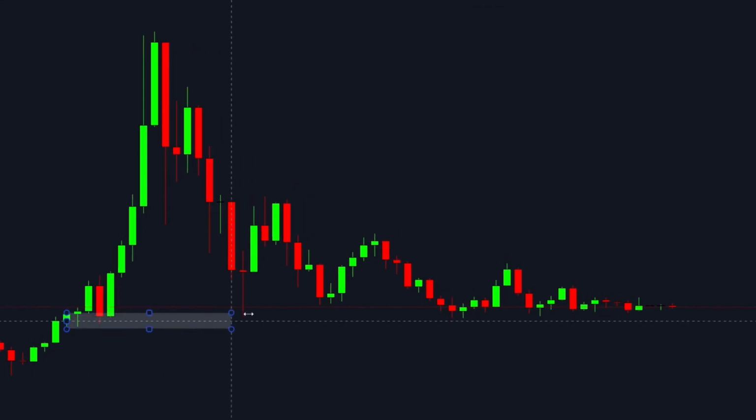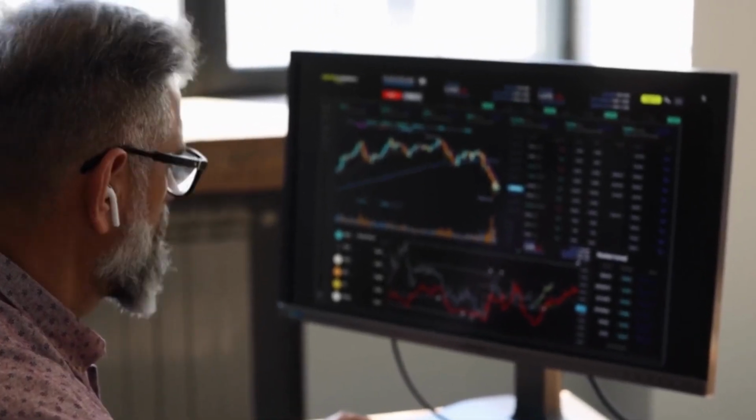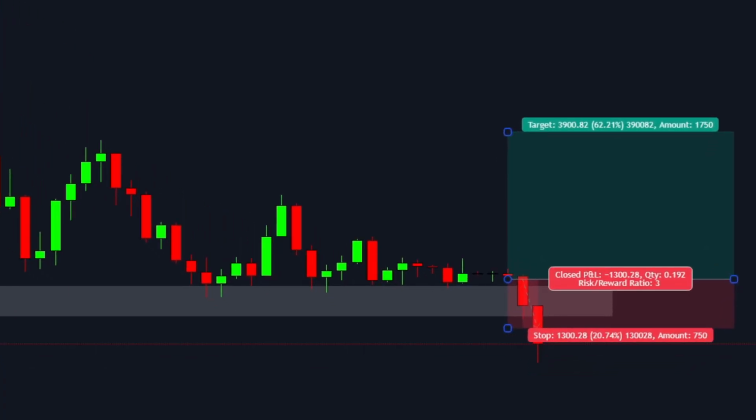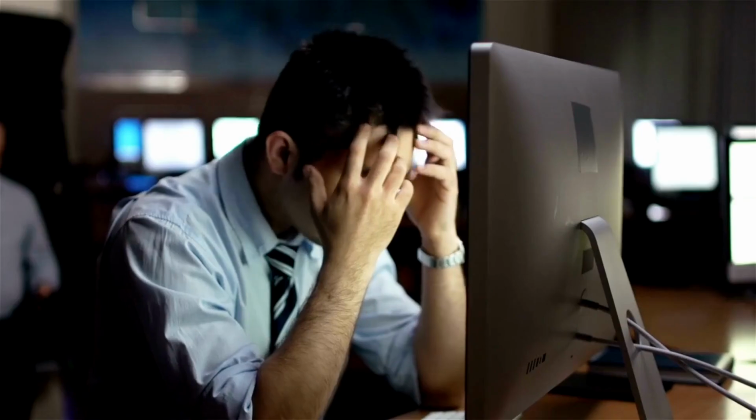Have you ever sat there staring at your charts, drawing what you thought were the perfect support and resistance lines? But then, out of nowhere, the price just crashes through your line, and you're left with another losing trade. Super frustrating, right? I know, I have been there too. And so has tons of other traders.